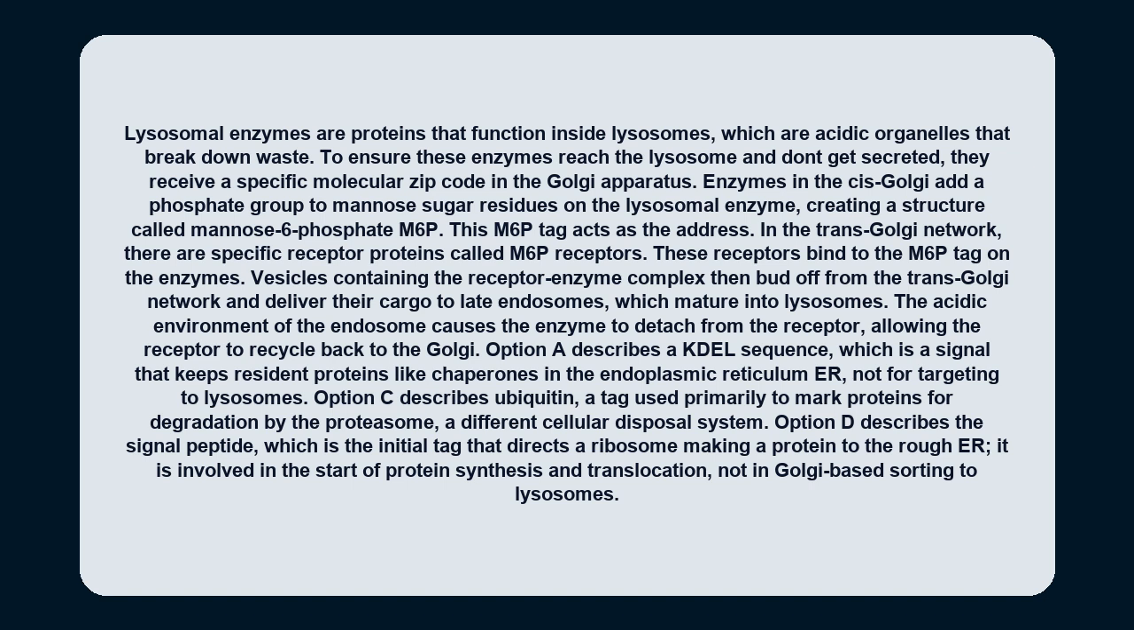Option A describes a KDEL sequence, which is a signal that keeps resident proteins like chaperones in the endoplasmic reticulum (ER), not for targeting to lysosomes. Option C describes ubiquitin, a tag used primarily to mark proteins for degradation by the proteasome, a different cellular disposal system. Option D describes the signal peptide, which is the initial tag that directs a ribosome making a protein to the rough ER. It is involved in the start of protein synthesis and translocation, not in Golgi-based sorting to lysosomes.